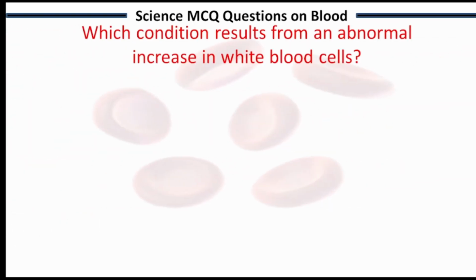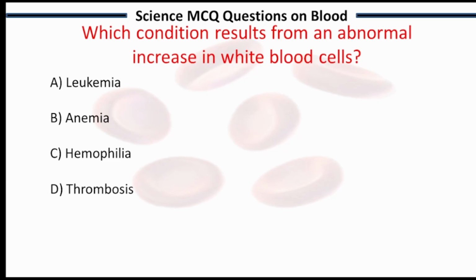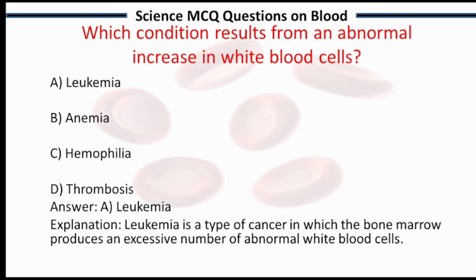Which condition results from an abnormal increase in white blood cells? Option A leukemia, option B anemia, option C hemophilia, option D thrombosis. Right answer is option A leukemia. Leukemia is a type of cancer in which the bone marrow produces an excessive number of abnormal white blood cells.